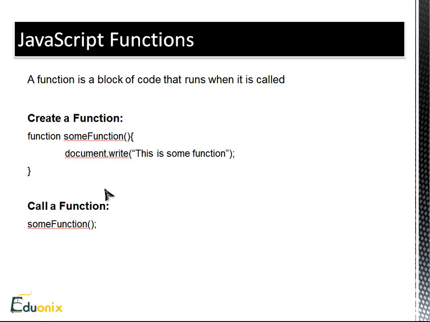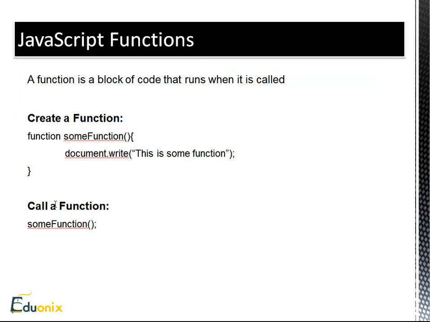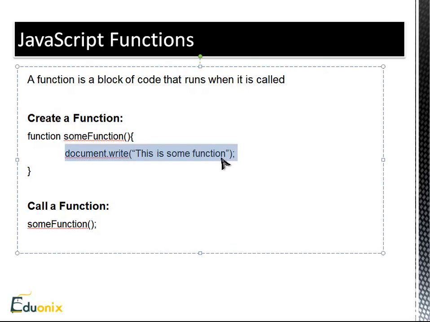This is a very simple example. There's no parameters. We're just saying we want this function that's called some function to write out this is some function. Document.write is a command that will just print it out to the screen. So that's all this function would do. We're creating the function here, but it's not going to actually do anything until we run it. And to run it, all we need to do is type out the name of the function and the parentheses. So this would actually print out the text that's here.